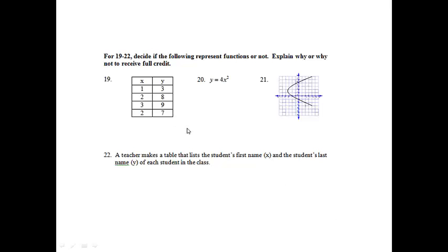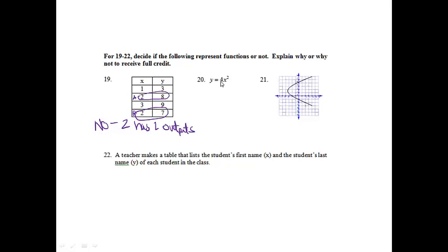For 19 through 22, decide if the following represent functions or not. Explain why or why not to receive full credit. Okay, if you look at number 19, my two ones in question would be 2, 8 and 2, 7. And I noticed that they both have the same item, so this is basically saying that item 2 is $8 and item 2 is also $7, and that is not okay. So I'm going to say no, and my reasoning will be because 2 has 2 outputs, and that is not okay.